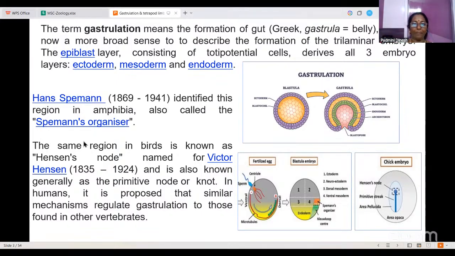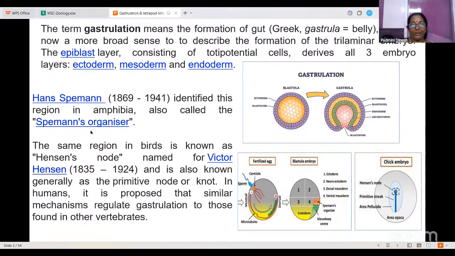Then another great scientist, Hans Spemann, was the one who identified this in amphibians, and so it is also called Spemann's organizer. The Spemann's organizer is where the dent is formed, from where the involution of the cells occurs to form these three germ layers. So that is called Spemann's organizer, by Hans Spemann.